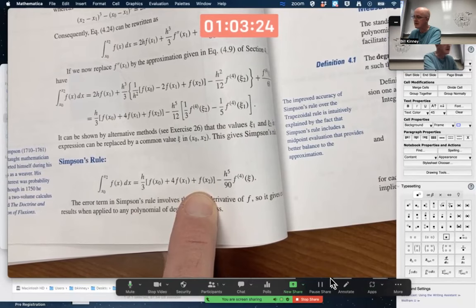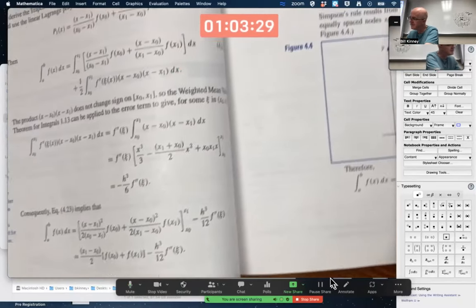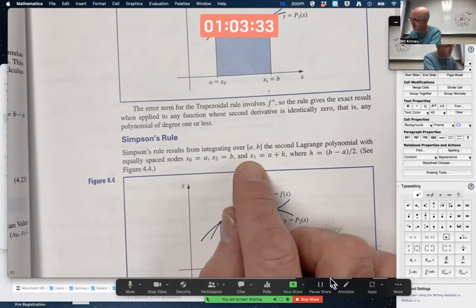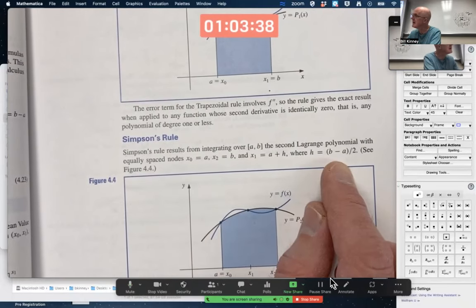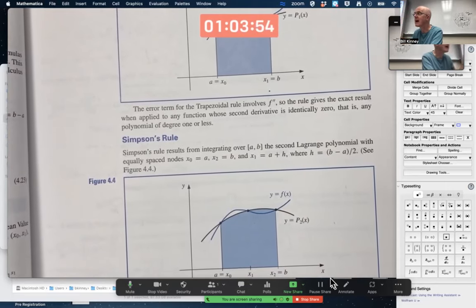What we're really doing is we're using 3 nodes, x0 equals a, x2 equals b, and x1 is halfway between them. H is half the distance between a and b. And we're using a quadratic Lagrange interpolating polynomial and integrating that to approximate it. With the left and right hand rules, we use a 0-degree polynomial, constant function. With trapezoid rule, we use the linear approximation, straight line. With Simpson's rule, you use quadratic.